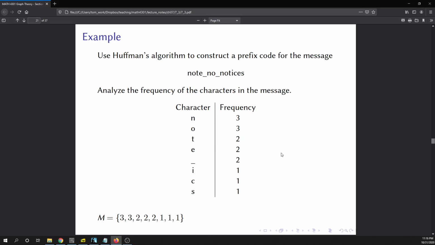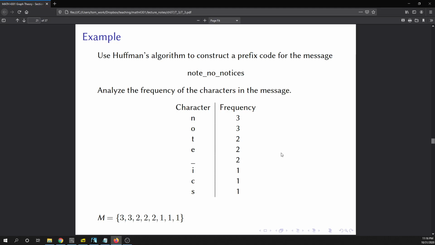Okay, so those are the basic operations in Huffman's algorithm, and it's a lot easier to see everything in action. So let's do that. As an example, we want to use Huffman's algorithm to construct a prefix code for the message "note no notices". That's the one that we were doing before.